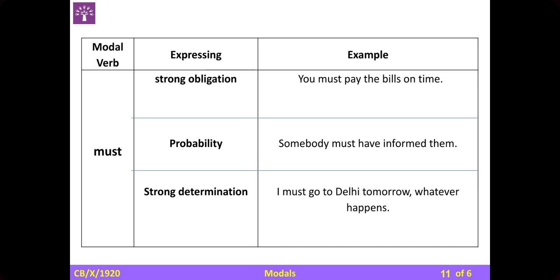Again, a very common and important modal, that is must. Must expresses strong obligation. You must pay the bills on time. You must obey the law. Probability: somebody must have informed them. Must is well known for strong determination also. I must go to Delhi tomorrow, whatever happens. So here the strong determination is expressed by using the modal auxiliary must.